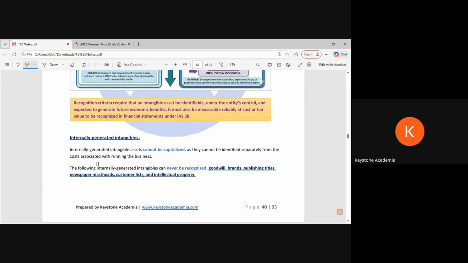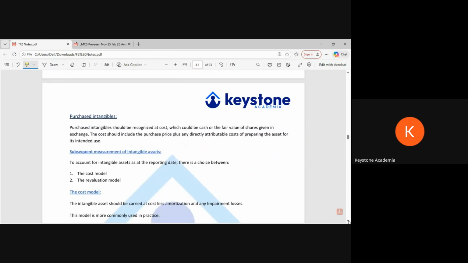Internally generated intangibles cannot be capitalized as they cannot be identified separately from the costs associated with running the business. The following internally generated intangibles can never be recognized: goodwill, brands, publishing titles, newspaper, customer list, because this is part of the business. It cannot be separate. If you have purchased from outside, it's separable. Yes.